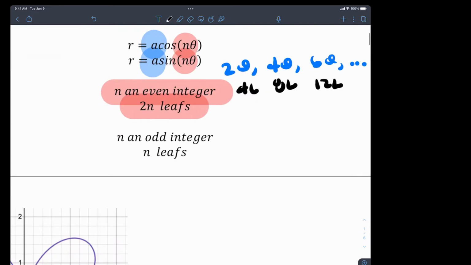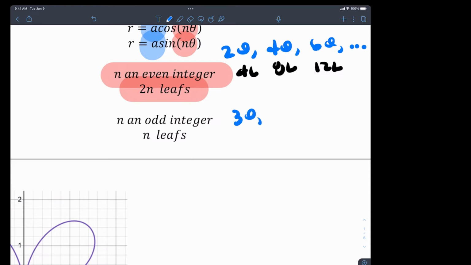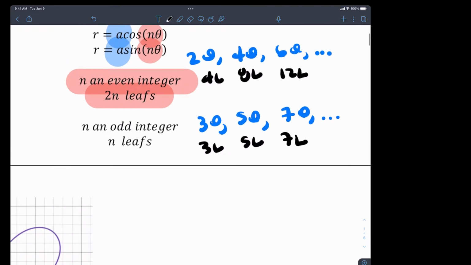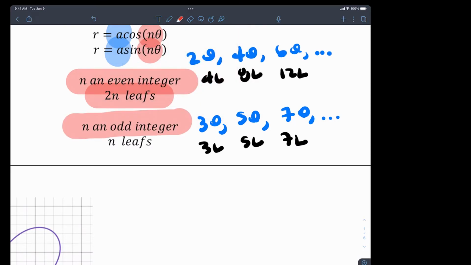And then you say, what if n is an odd number? Like 3 theta, 5 theta, 7 theta. Those are all nice odd numbers. Well, you have simply, again, what? 3 leaves, 5 leaves, 7 leaves. And n odd gives n leaves.